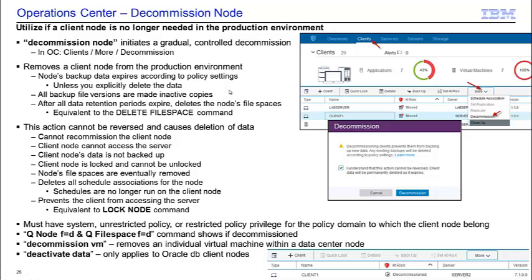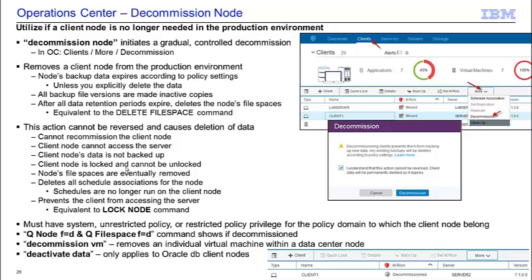But this is really important. If you issue a decommissioning of a node, it's critical that you realize that this action cannot be reversed and that it eventually will cause the deletion of that data. So when you decommission a node, you are saying, first of all, that we're not going to recommission it, that the client node can no longer access the server, that the client's data is no longer being backed up, that the client node is locked and can't be unlocked, and that the node's file spaces are, once all of the data has expired off, we'll delete those off as well.